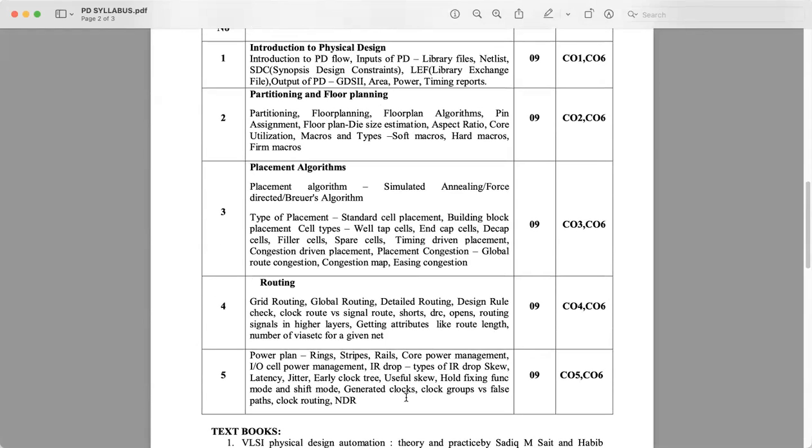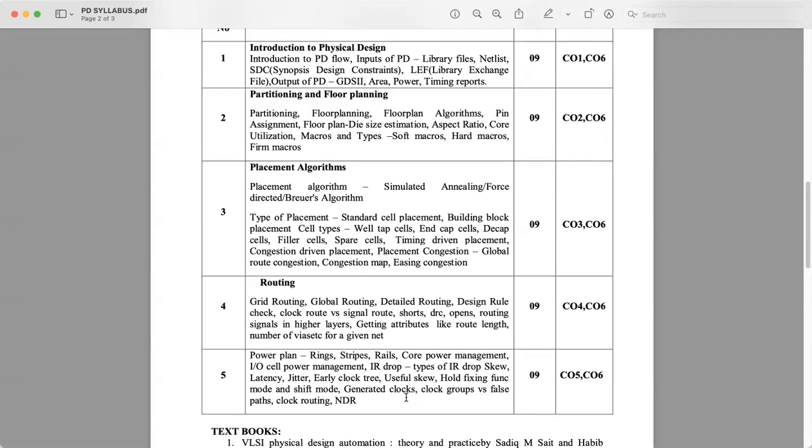Fine. So we have split it up into 5 modules. The first one will be introduction, the second one will be partitioning and floor planning, the third one is going to be placement algorithms, the fourth one is routing, and the fifth one is how you're going to plan your power.